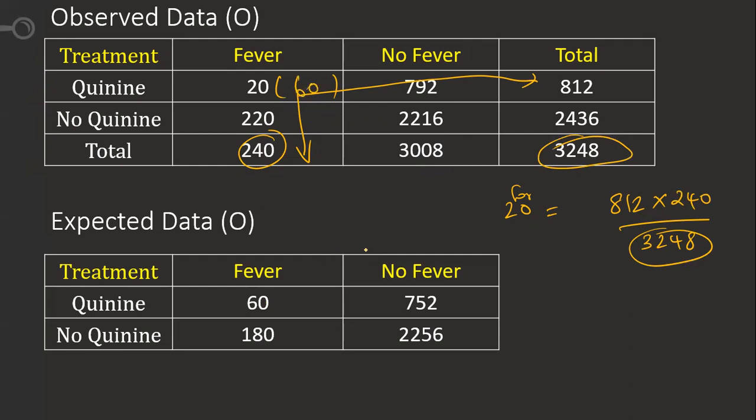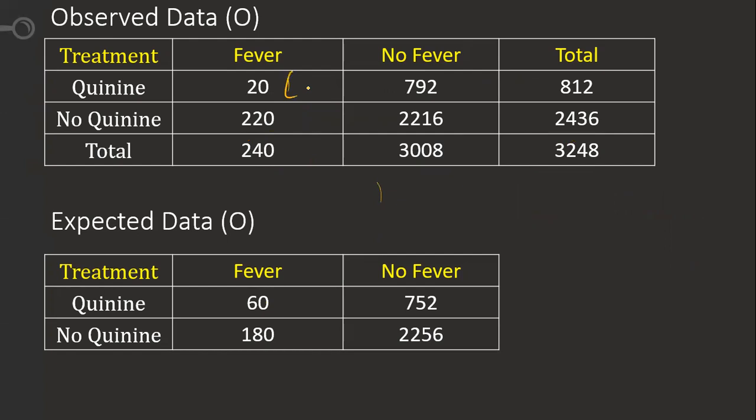Okay, usually people will write like this. They will write here in the bracket 60, here in the bracket 180, here in the bracket 752, and here in the bracket 2256. So now, whichever is outside the bracket is the observed value. So observed value, expected value.